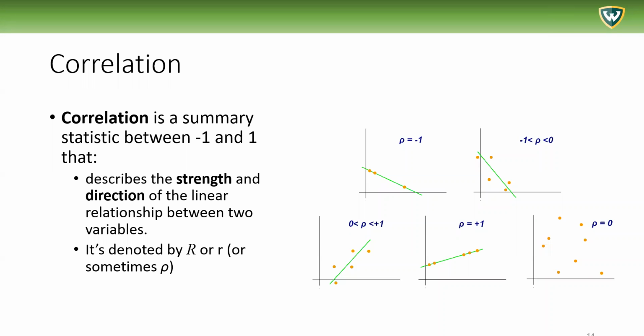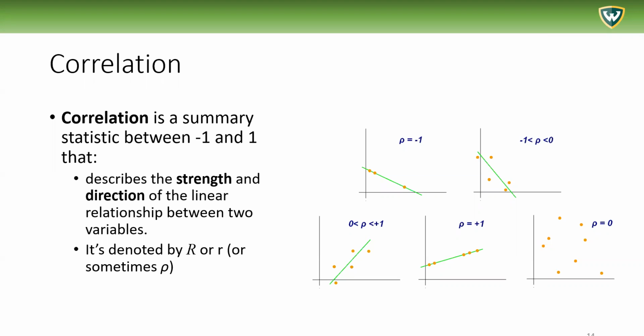Correlation is a summary statistic between -1 and 1 that describes the strength and direction of the linear relationship between two variables. It's denoted by big R or a little r, or sometimes by rho. It looks like a P, but it's the Greek symbol. So it's a statistic, it's a measure.